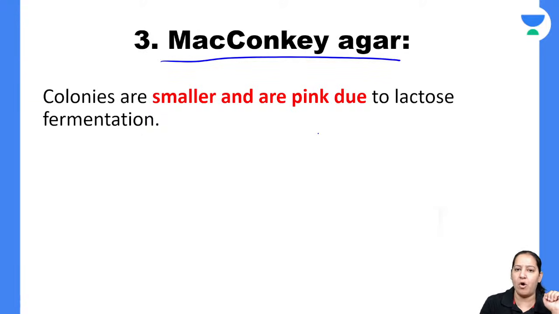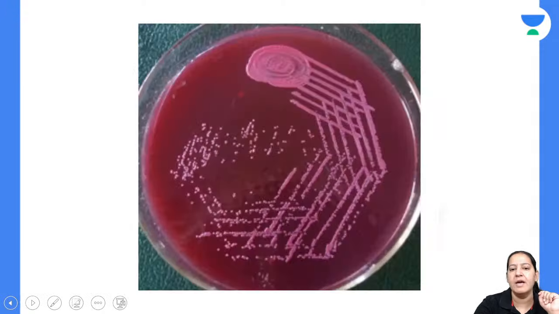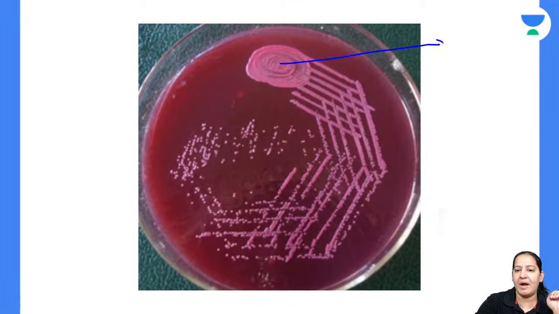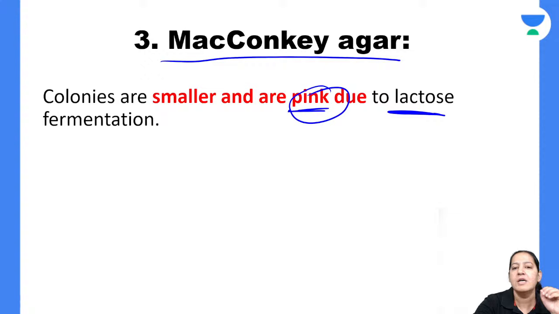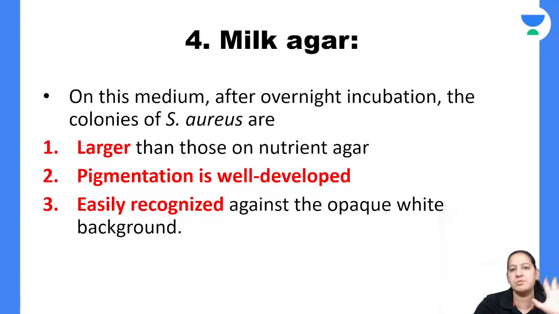The third agar is the MacConkey. On MacConkey, two types of bacteria are there. Some are lactose fermenters which produce pink colonies and some are non-lactose fermenters which produce yellow colonies. I am talking about Staphylococcus. Staphylococcus is a lactose fermenter. That's why it will produce pink colonies. Can you see? It is the pink color colony. If you can appreciate on MacConkey agar, the pink color colonies formed by Staph aureus. Due to lactose fermentation, they produce pink colonies.